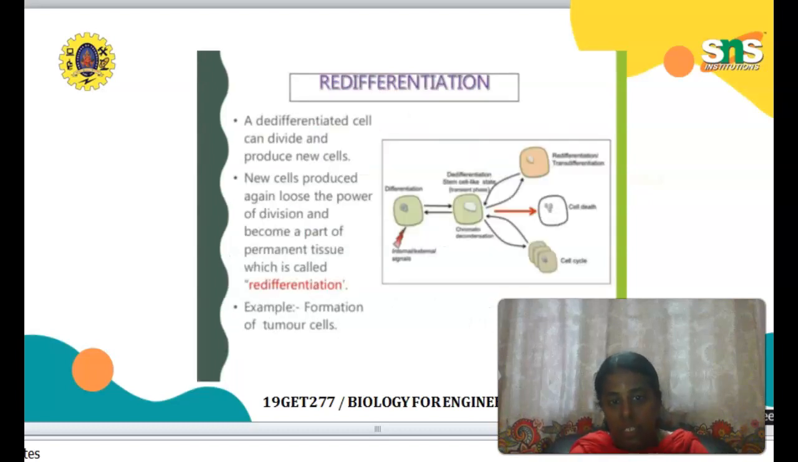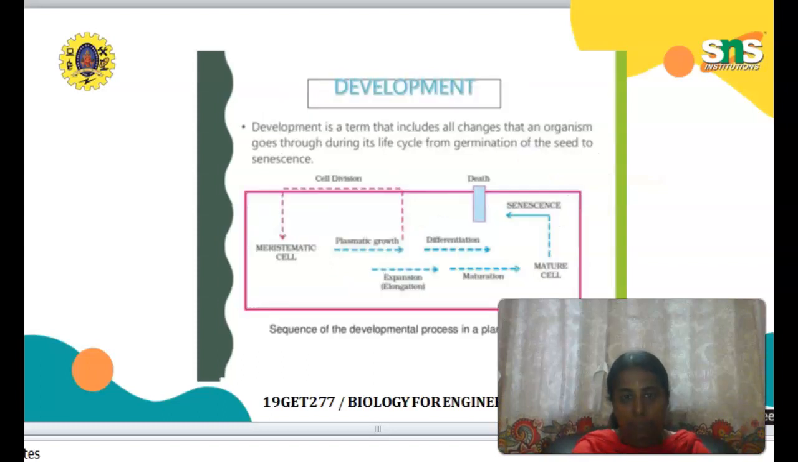Redifferentiation. The de-differentiated cell can divide and produce new cells. New cells produced again lose the power of division and become part of the permanent tissue, which is called redifferentiation. Development. Development is a term that includes all changes that an organism goes through during its life cycle, from germination of a seed to senescence, that is meristematic cell, plasmodermic cell, differentiation and mature cell. At last it will go to expansion or maturation.